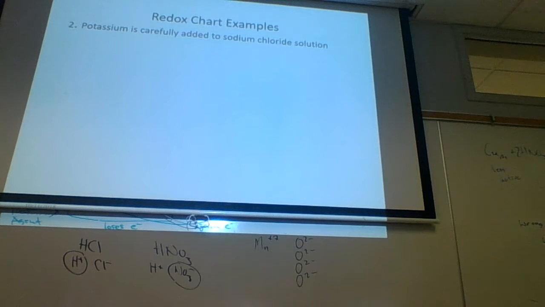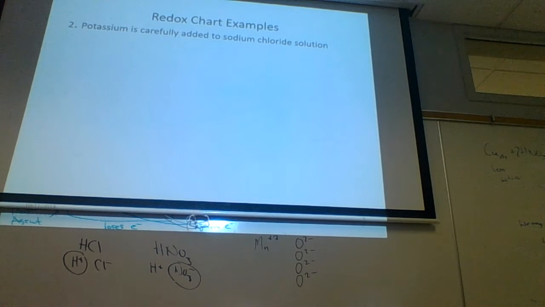All right, so what we're going to do is this next one. Just in an effort to save some time, I'm going to do: potassium is carefully added to sodium chloride solution. So if we do potassium solid goes to sodium chloride, then there shouldn't be any problem because potassium is a pretty good reducer, right? Yes. And then chloride is not a good oxidizer, but sodium ion is okay. And so what should this form?